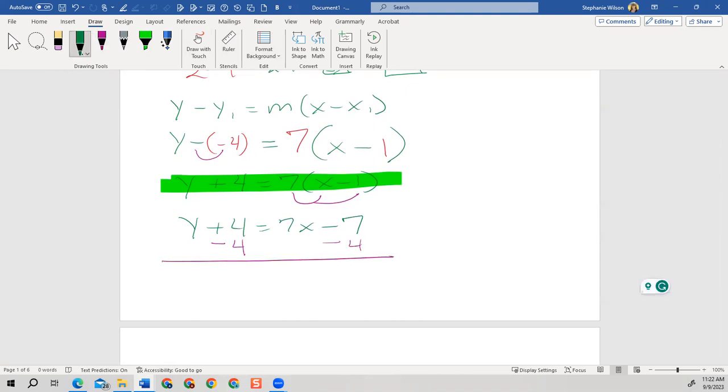And now I have y is equal to 7x. I got negative 7 minus 4. So it's basically saying you're in the hole $7. You borrow $4 more. You're in the hole $11. And now I have it in my slope-intercept form. From here, I can graph this on my graph.